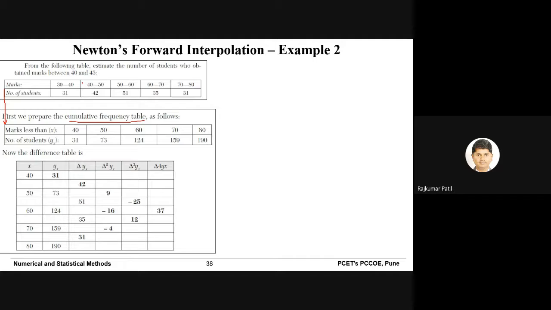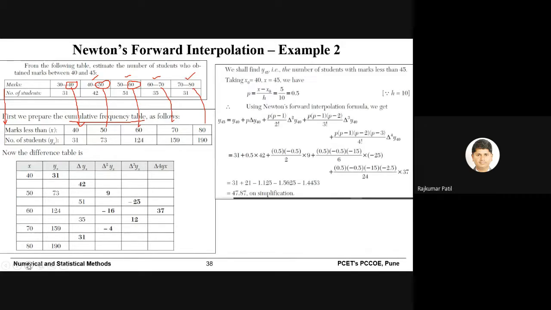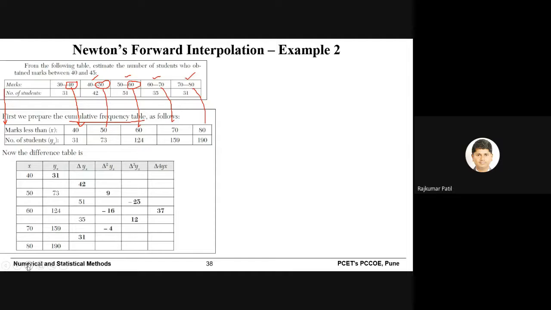See, instead of 30-40, 40-50, 50-60, 60-70, 70-80, what we are doing? We are taking the maximum marks. So you can see here 40, 50, 60, 70, and 80. So what we did, we took only the upper limit from the range. Then you need to take the cumulative value for number of students.